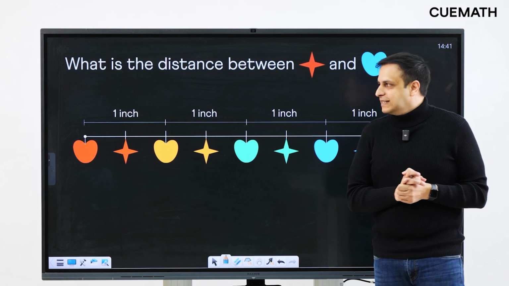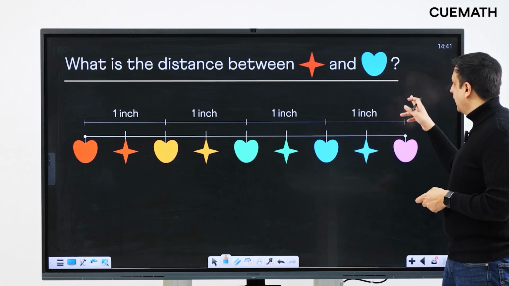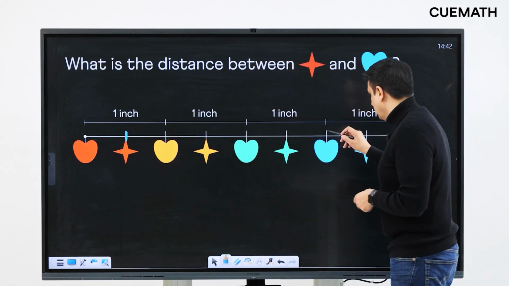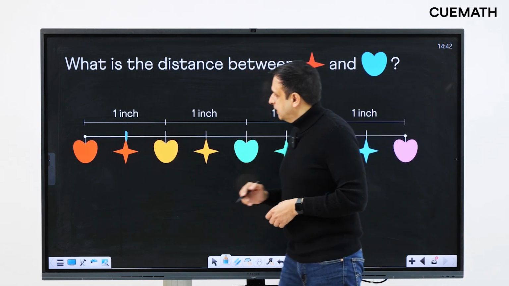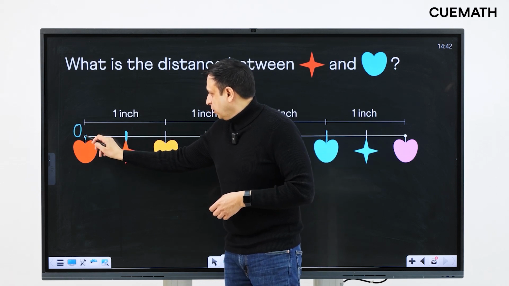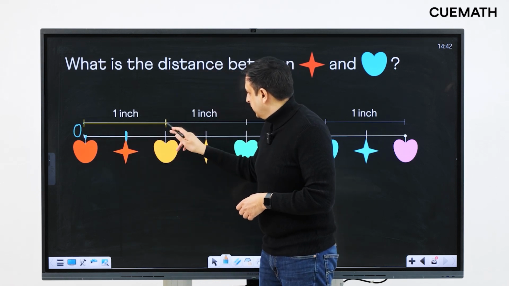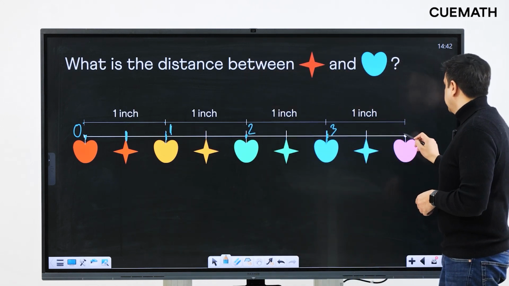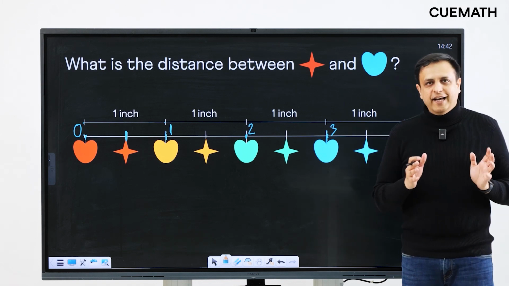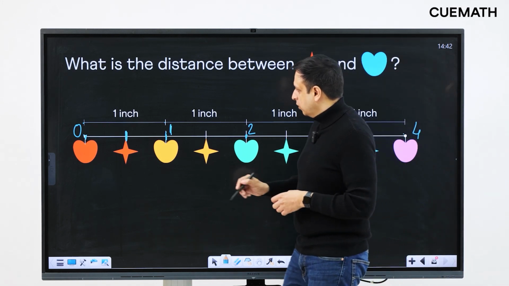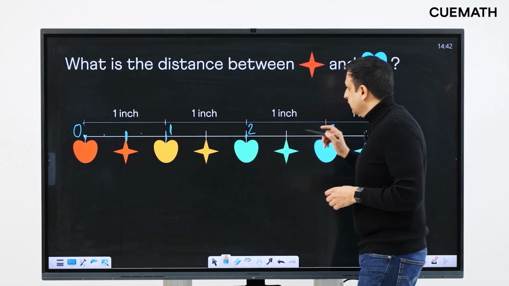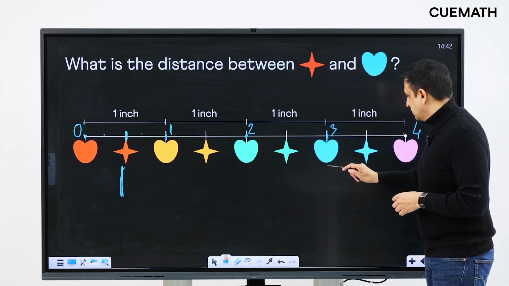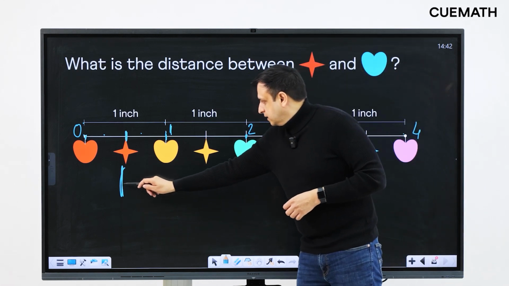Alright, the last problem of this lesson: what is the distance between the red star and the blue heart? The red star is over here and the blue heart is over here, and let's call this point 0, and it says from here to here is 1 inch. So we'll call this point 1, this point 2, this would be 3, and this would be 4. Now observe that every unit interval has been divided into 2 equal parts. We need to find the distance between the red star and the blue heart. So this is the distance we need to find.